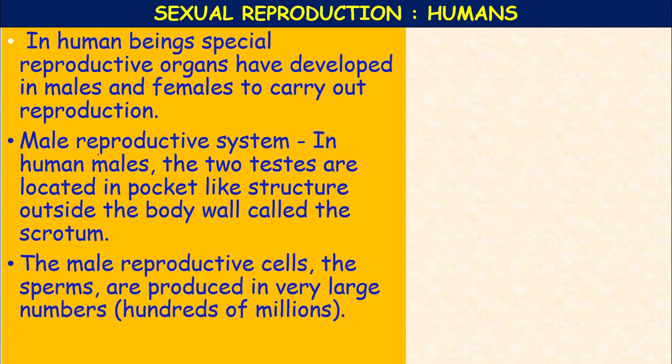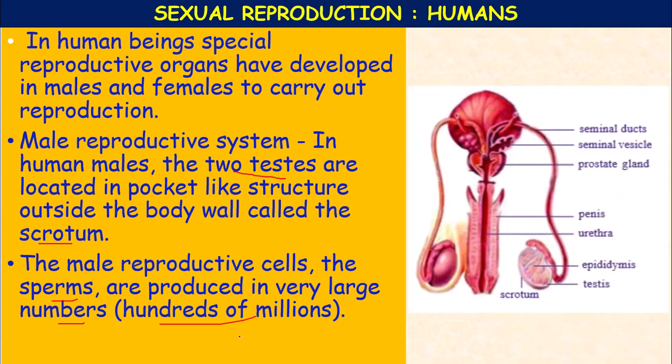Okay, the male reproductive system, human males, consisting of two testes located outside the body wall. Male germ cells that produce sperms, in number hundreds of millions. And small groups of interstitial cells, or Leydig cells, they are also called. Okay, that is the internal structure of the testis.